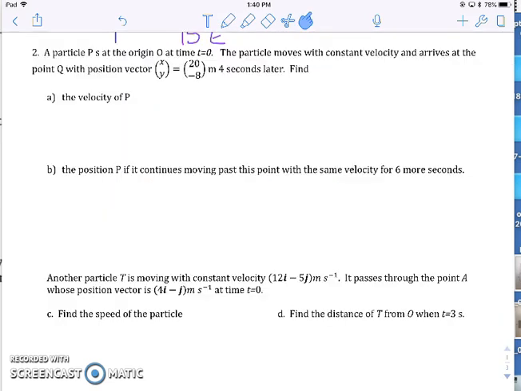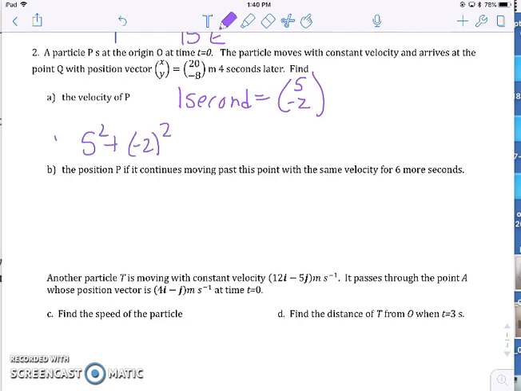The particle moves with constant velocity and arrives at the point Q 4 seconds later. So find the velocity of P. Well, this is moving in 4 seconds. So if I divide each of these by 4, in 1 second, it's moving at 5, -2. And then we talked about the velocity: we have to do the Pythagorean theorem, the magnitude, so 5 squared plus -2 squared. So the velocity is the square root of 20.